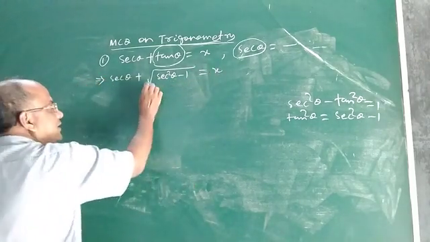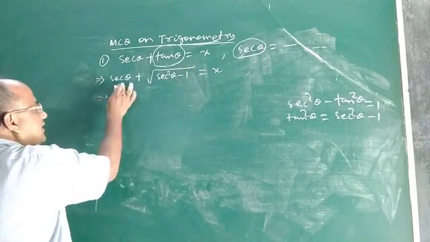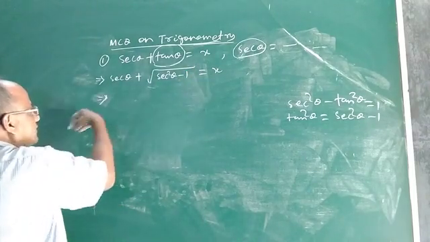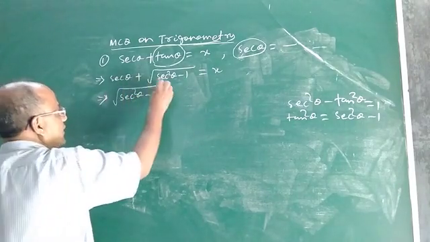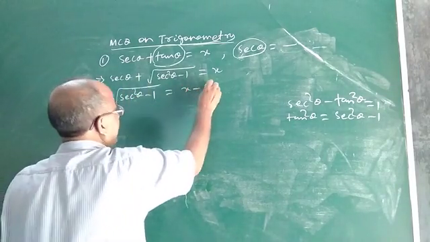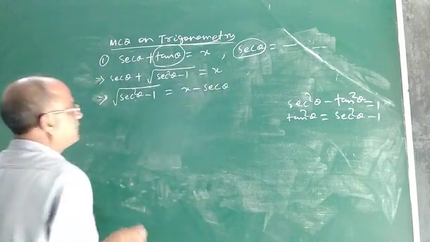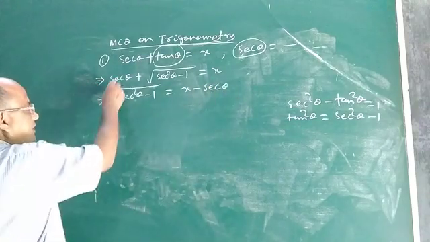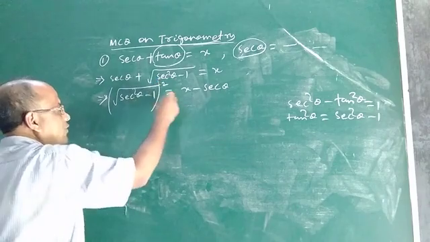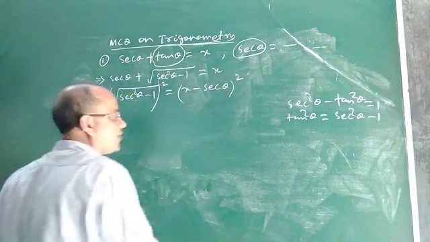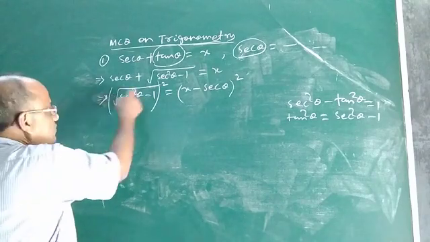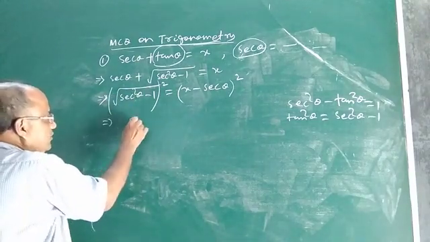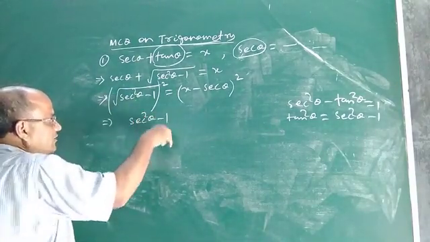Now keep this one in the left hand side and take sec theta to the right hand side. You see, the square root of sec square theta minus 1 will be equal to x minus sec theta. Now, what is the next step? The next step is you take the square on both sides. If you square both sides, square and root will be cancelled. It will be sec square theta minus 1.